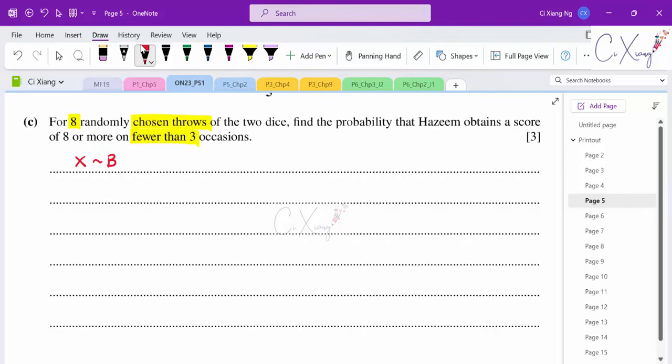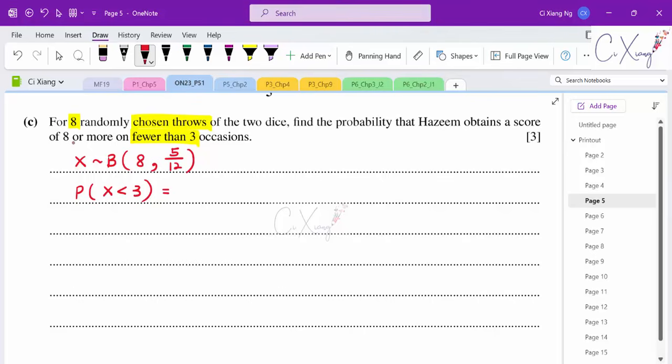C. So now if I let x equal the number of throws obtaining a score of 8 or more, x is binomial distributed with the total number of trials being 8, and the probability is still the score of 8 and more. So it should be 5 over 12. And for this question, they are looking for the probability of x fewer than 3. So it should be smaller than 3.